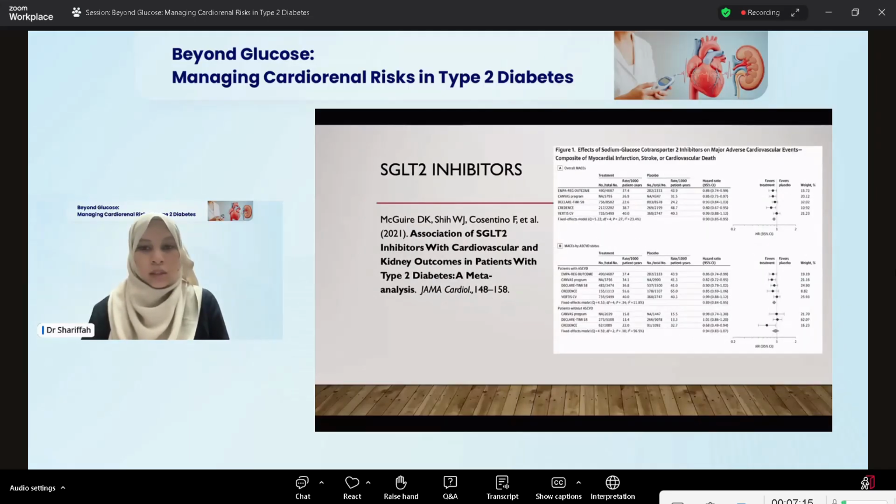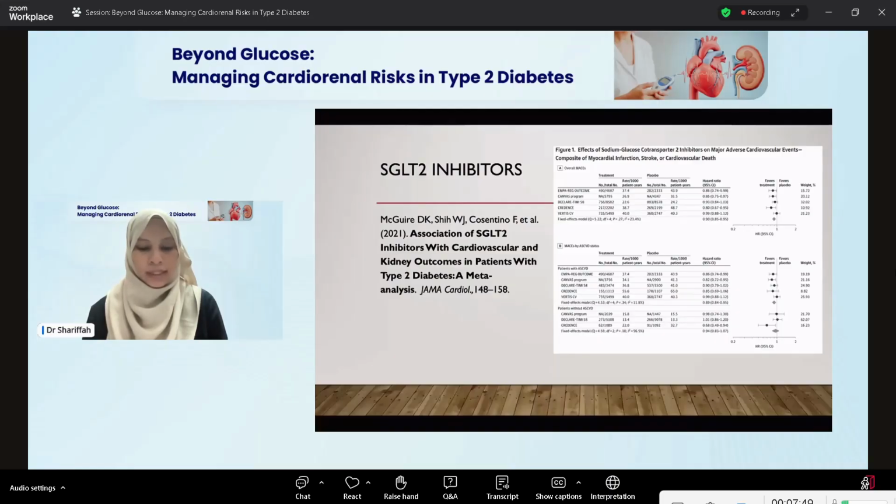SGLT2 inhibitors, on the other hand, they also looked at. This meta-analysis comprises 6 trials, about 4,900 patients, just shy of 5,000 patients, and about 81.6% of them actually have MACE outcomes. MACE outcomes in this case will be MI, myocardial infarction, stroke, or cardiovascular death. They found that overall, SGLT2 inhibitors significantly reduce the risk for MACE, but that's about 0.9. So the effect is quite modest, actually.